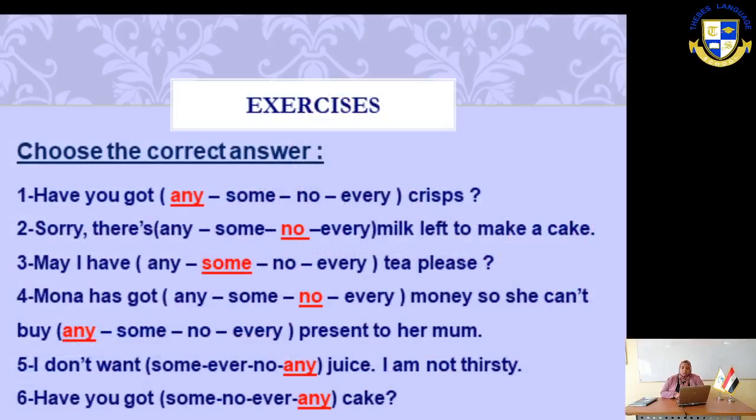Thank you. Number 6. Have you got cake? Now this is also a question. Have you got some or no or every or any? Exactly, any. Because it's a question form.